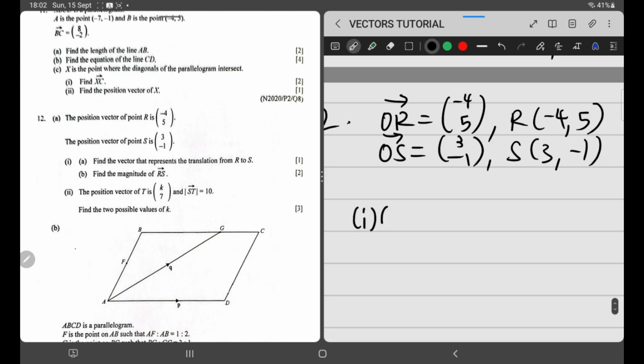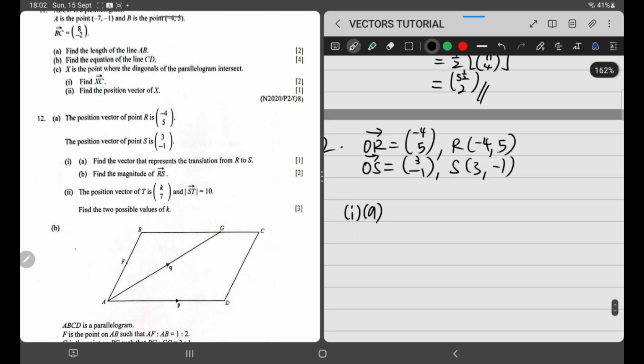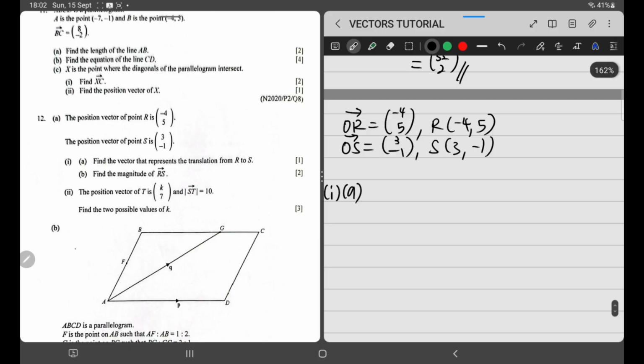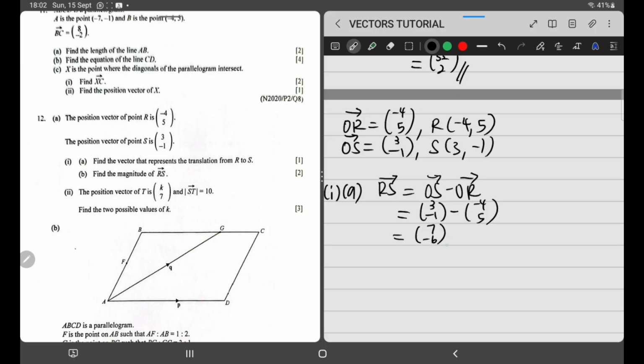So in part IA, they say find the vector that represents the translation from R to S. Essentially, they're just asking you to find RS. So it's just OS minus OR. So you have (3, -1) minus (-4, 5). Therefore, you get (7, -6). So yeah, that's the answer. That's literally it.